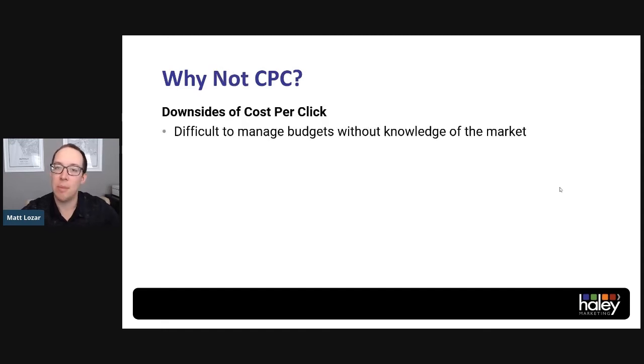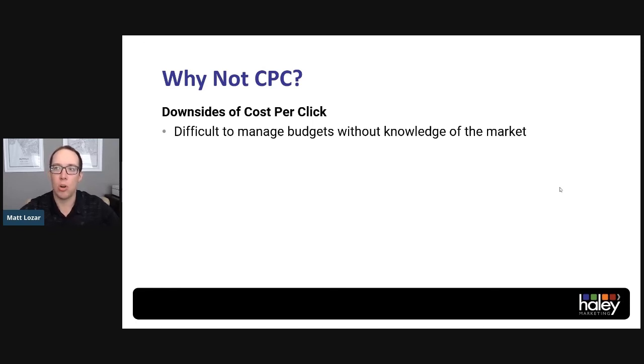The downsides. It can be difficult to manage budgets without knowledge of the market. Literally got off a call in the last hour where we're looking at companies' budgets, and a lot of times they hear increase your budget, increase your budget. And I looked at some of their data and a lot of it was okay, but some of it felt like the budget was too high for the amount of jobs that they had. Their cost per click was very high, over $1, $2, $3 at times for a month in jobs that shouldn't be paying that much for cost per click.